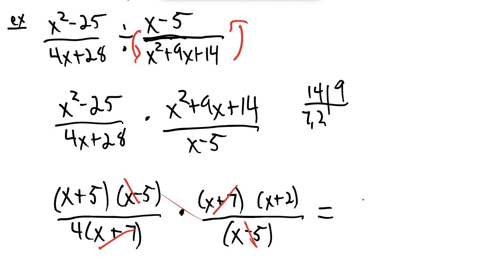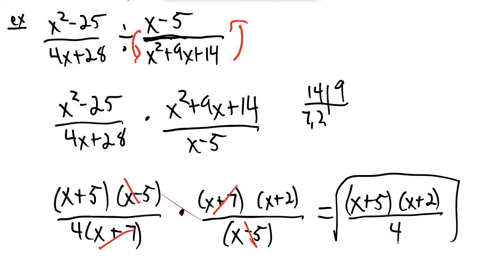What are we left with? We have an x plus 5 and we have an x plus 2 on the top. And we're left with a 4 on the bottom. And this is a perfectly reasonable way to leave your answer. Don't have to FOIL those out again.